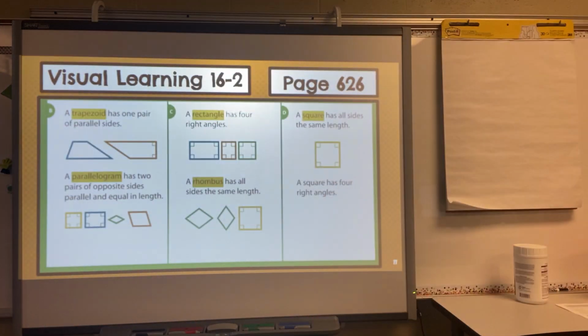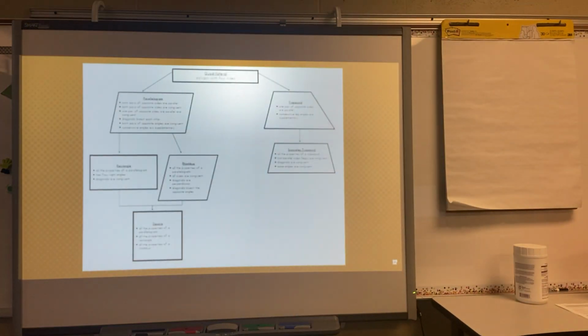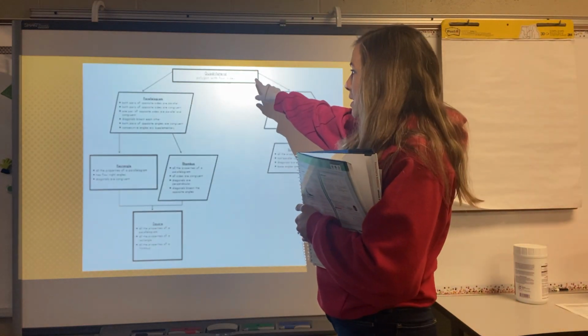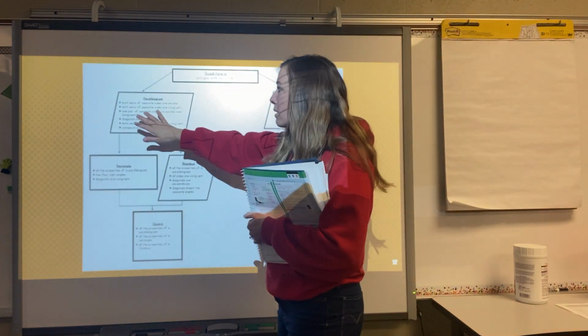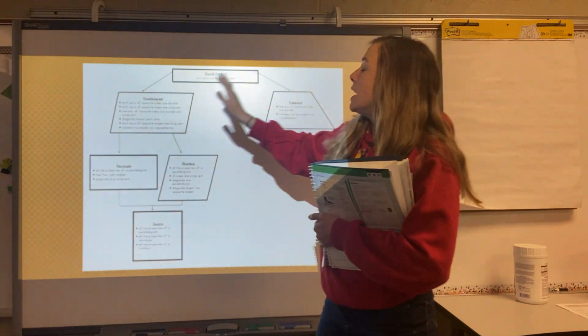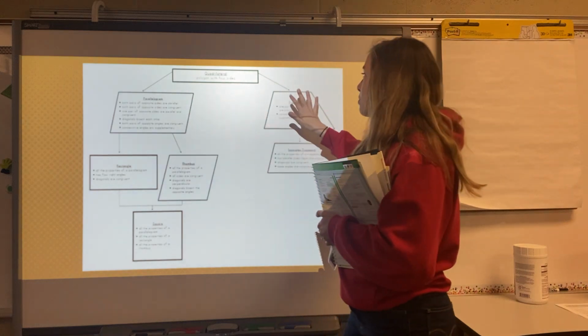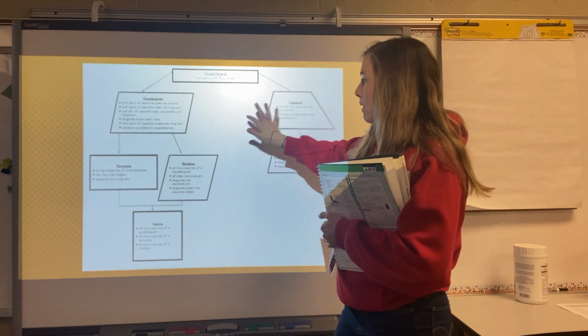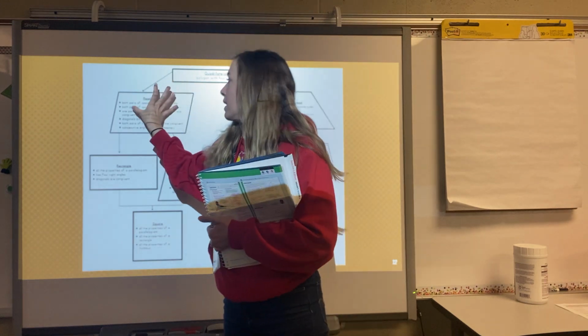I have a little chart that I was going to show you to break it down. Ooh, this is teensy tiny. So we've got our quadrilateral, a polygon with four sides. Our parallelogram has two sets of parallel sides. You'll see it branches off into parallelogram with two sets, trapezoid with one set. Parallel lines right here, these are not parallel. These are parallel, these are parallel.